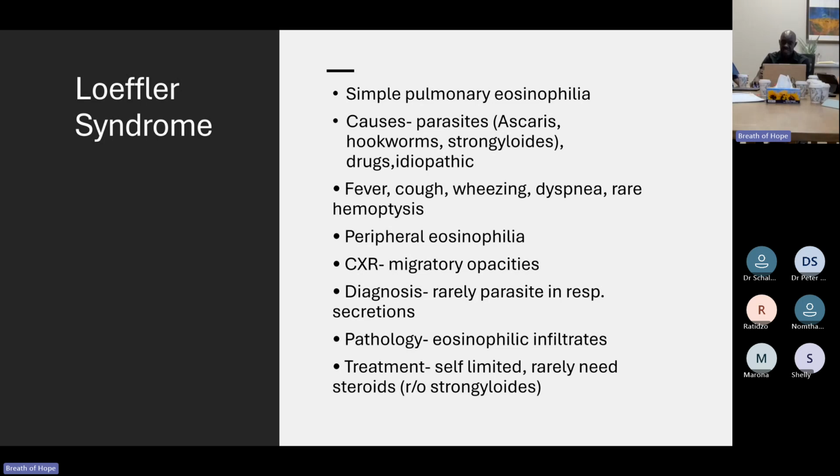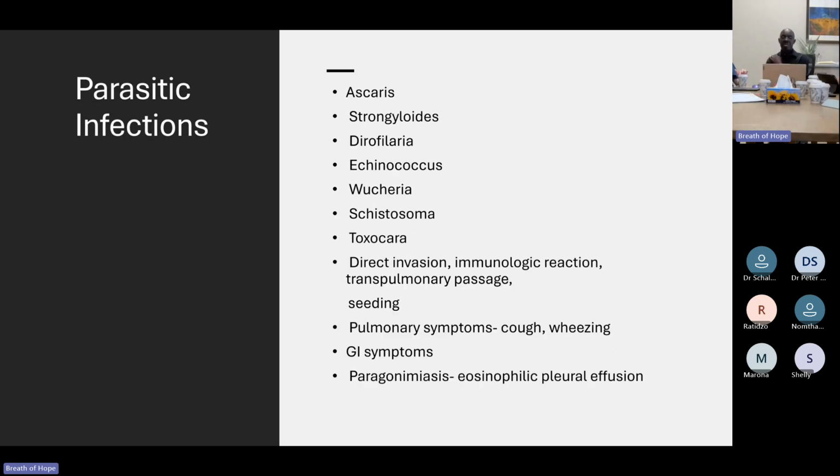And in terms of Strongyloides, somebody may have a good treatment for that. Then parasitic infections, which you find in most countries, especially around the Nile, where you have a lot of worms like Ancylostoma and Strongyloides. In South Africa, not forgetting Echinococcus, and of course the list goes on endlessly. The pathophysiology involves direct invasion, immunogenic reactions, and transpulmonary passage and seeding of the parasite larvae. Pulmonary symptoms include cough and wheezing, and they might also have GI symptoms.